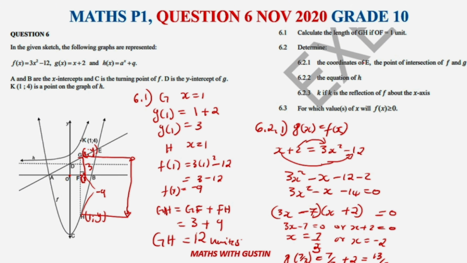So the coordinates of E will be 7 over 3, 13 over 3. I know you're asking yourself, guys, why didn't I choose negative 2? I didn't choose negative 2 because negative 2 is this point here, and E is on the positive side of the x-axis, which is this side. So I chose a positive number, which was 7 over 3. Okay, great stuff. So now let's move on to 6.2.2.